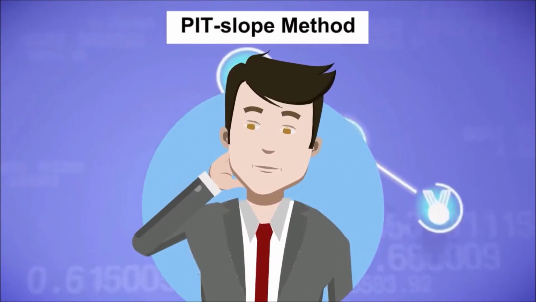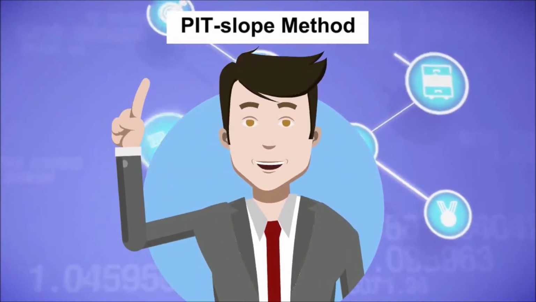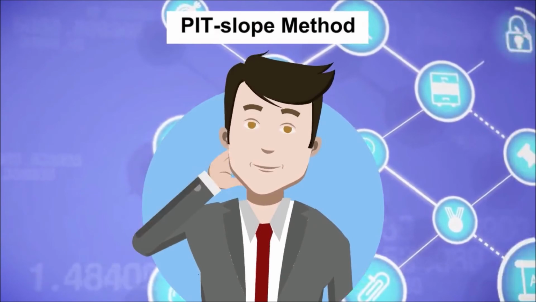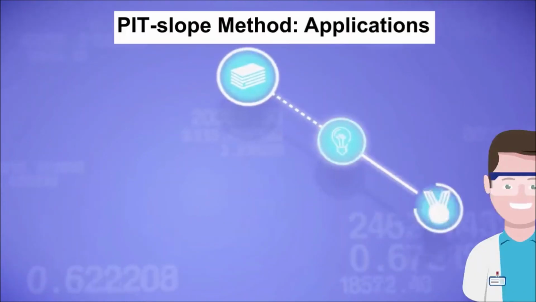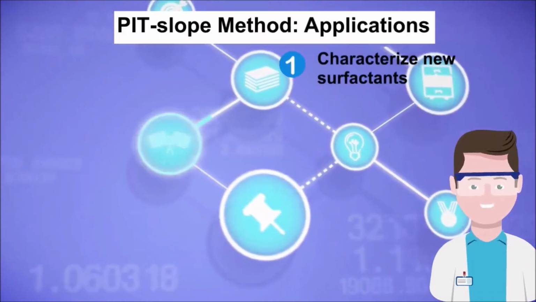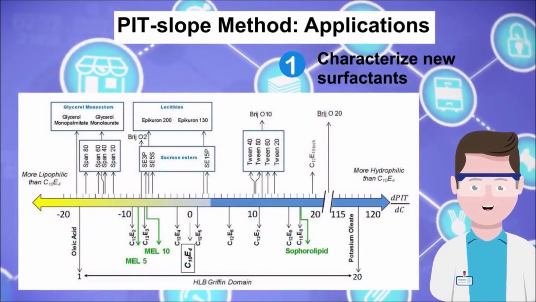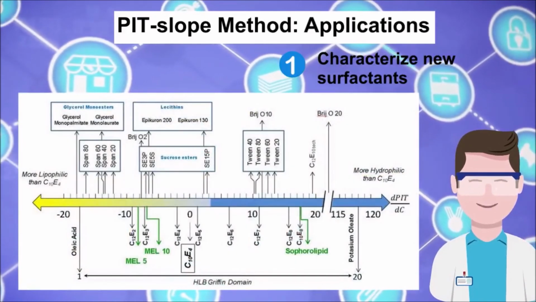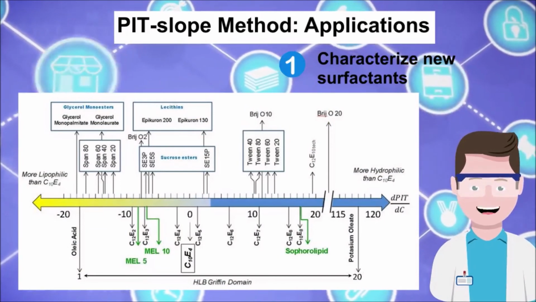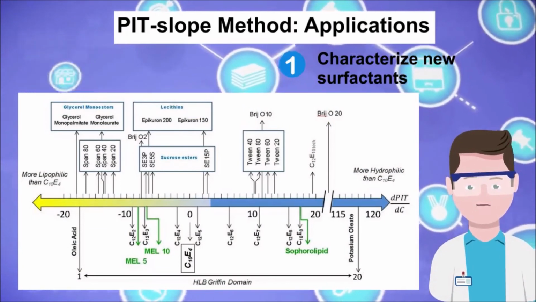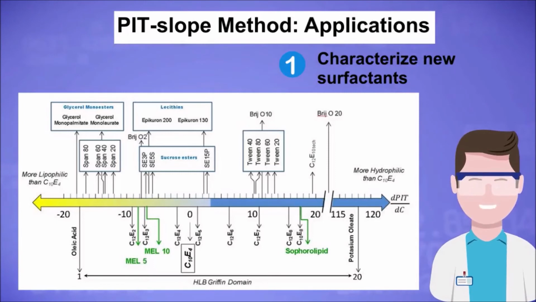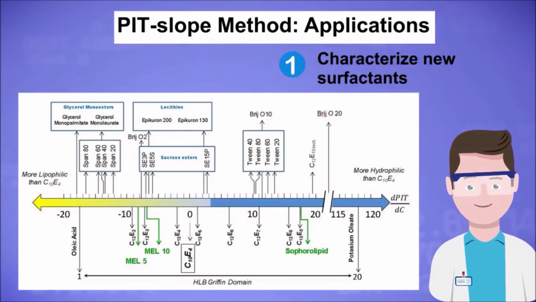What to do with the value of PIT slope? What are the potential applications? When we get the PIT slope value, we can compare it with the other surfactants and put it into a scale. Here we can see some technical grade biosurfactants like the studied sophorolipid and mannosylerythritol lipid compared with other commercial surfactants.